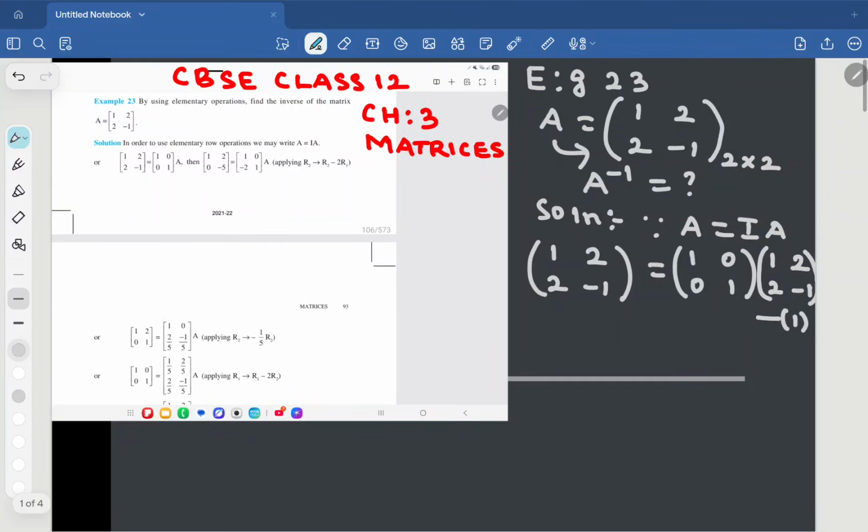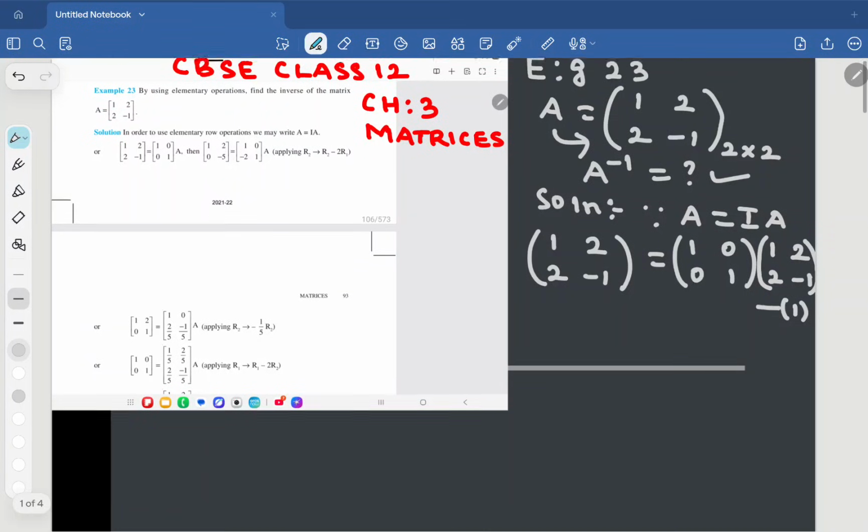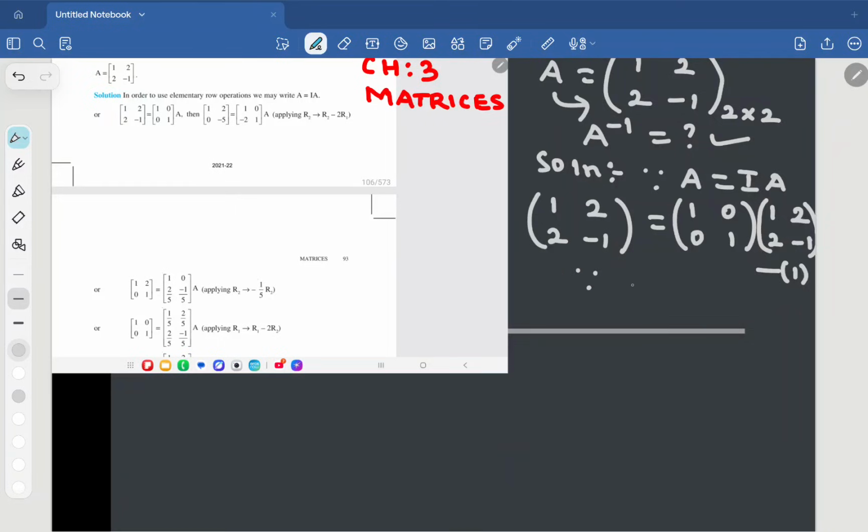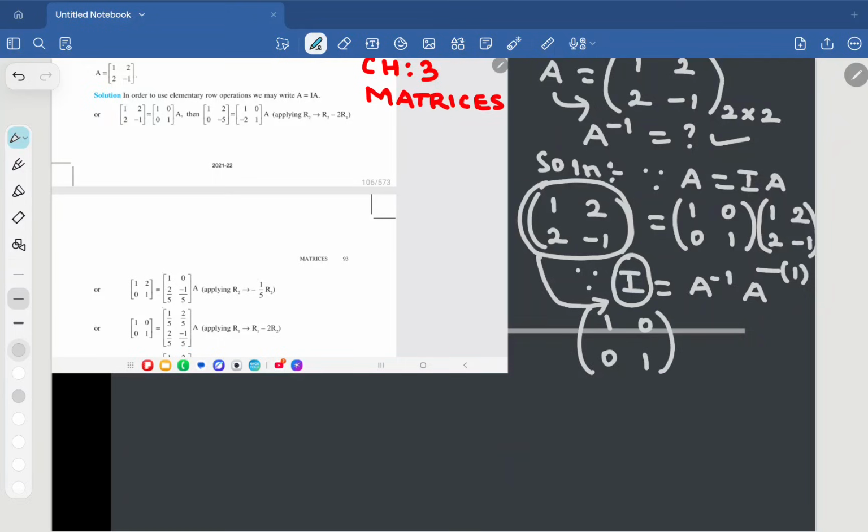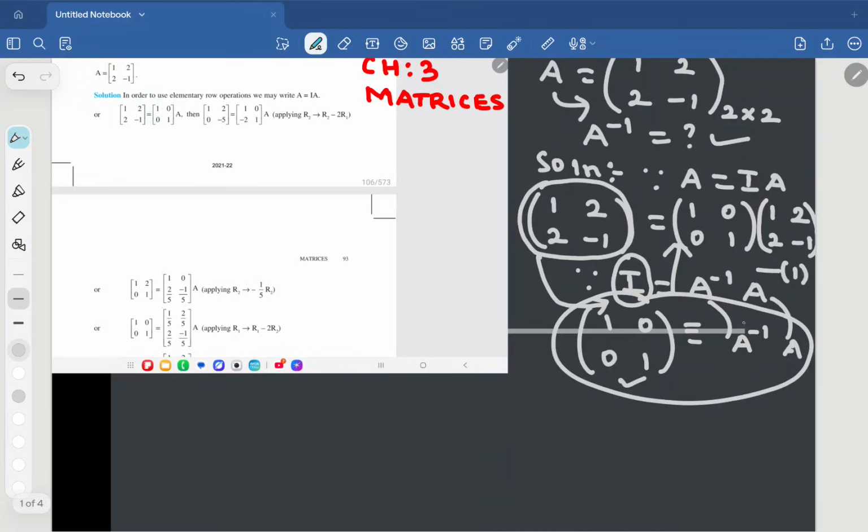With the help of elementary operation, we have to find the inverse of A. See, one result: I equals A inverse A. I am going to convert this matrix into the form of I, where I is nothing but [1 0; 0 1]. Once you convert this LHS into the form [1 0; 0 1], this part becomes A inverse, and this part is nothing but our A. If we compare this part with this one, we have to convert LHS into I, that is [1 0; 0 1], and this part we have to convert into the form of A inverse.